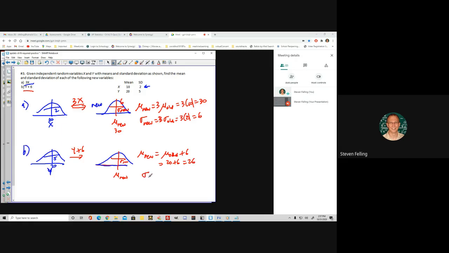But the standard deviation new will just be equal to the standard deviation old, because adding has no effect on measures of spread, and so it would still be 5. So while this would shift up here to 26, the standard deviation would still be 5 because all we did is shift everything over 6. All right, so that's the idea there.